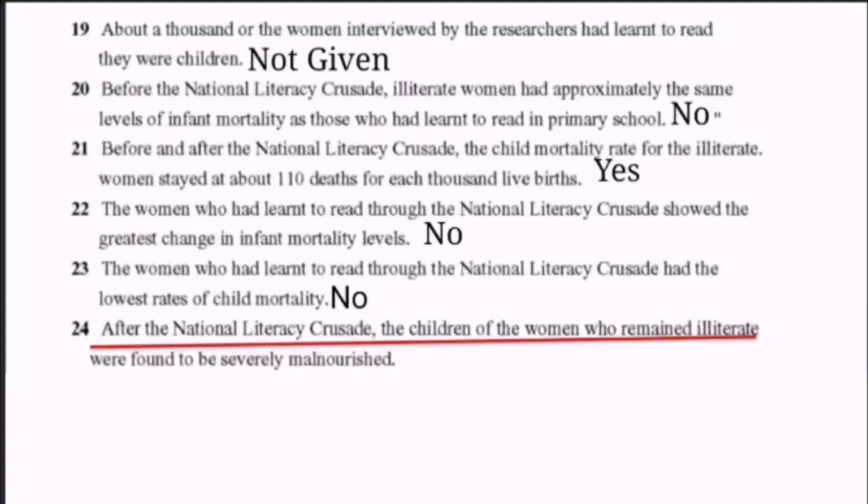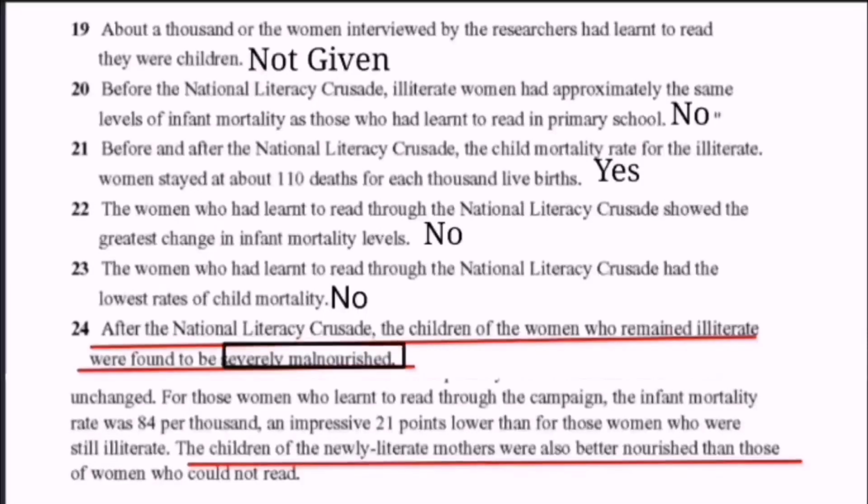Question number 24. After the National Literacy Crusade, the children of the women who remained illiterate were found to be severely malnourished. Malnourished means not fed well. It means that those women who remained illiterate, their children were not fed well. After, the children of women, severely malnourished are the keywords. Let's try to find the answer for question number 24.